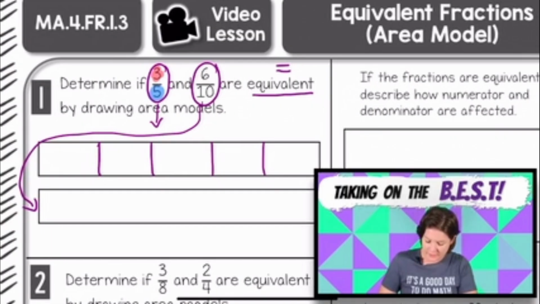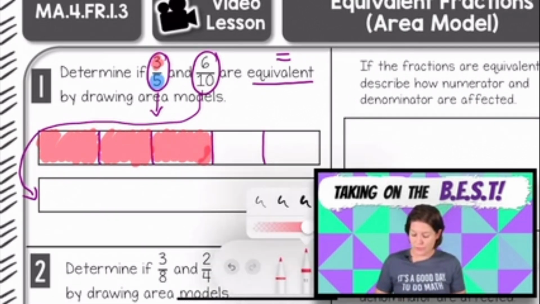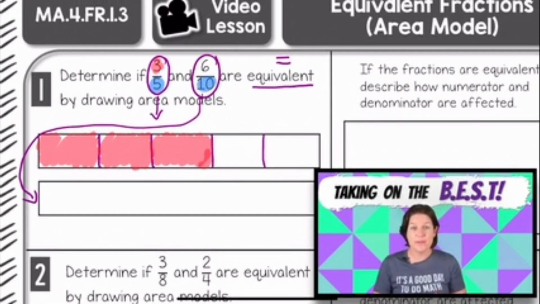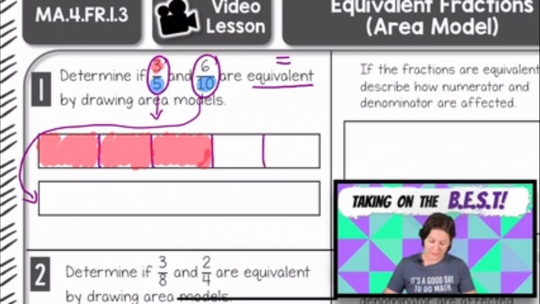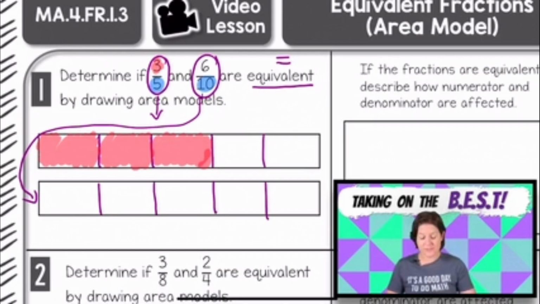or shade in. So we can shade in 1, 2, 3 equal parts, just like that, quick shades. So we have 3/5. Now we need to create the area model for 6/10. 10 is our denominator, so we need to split the next area model into 10 equal parts. Okay, we could actually use the fifths to help us, because if we do this, 1, 2, 3, 4, 5 equal parts, if we split each one of those into 2, we should get 10 equal parts, right?